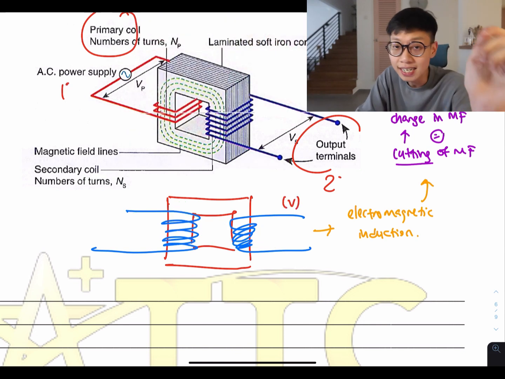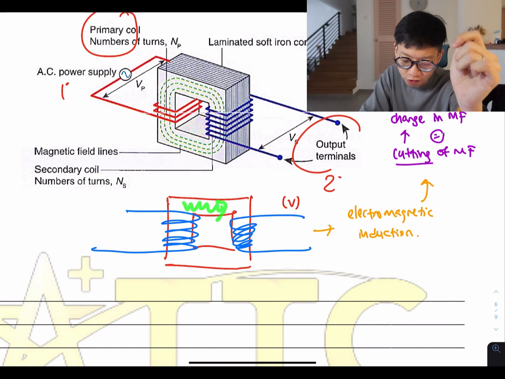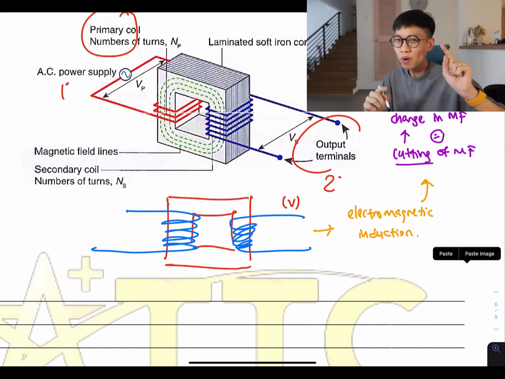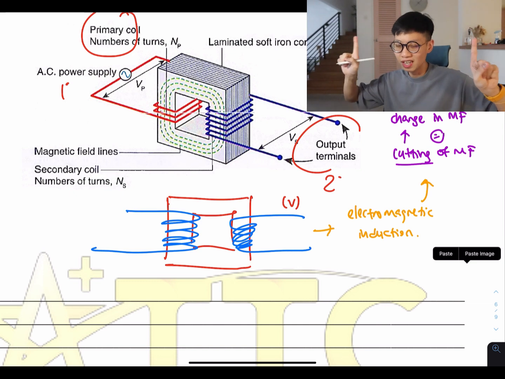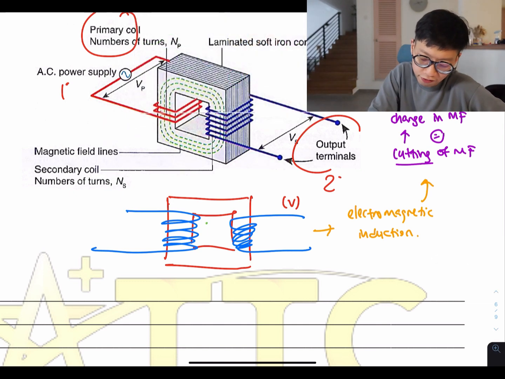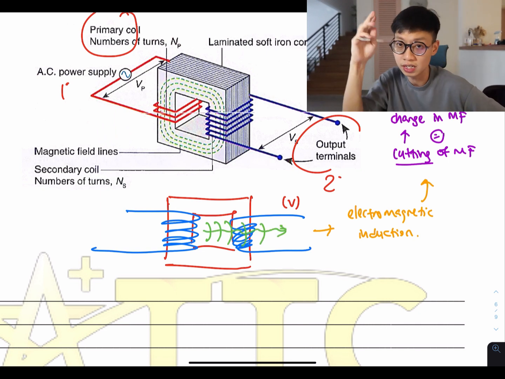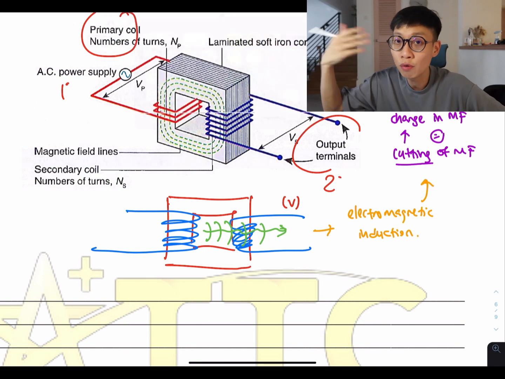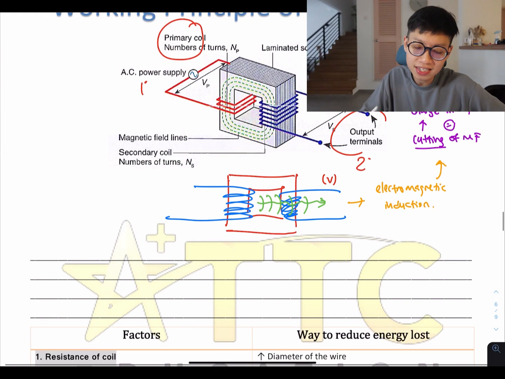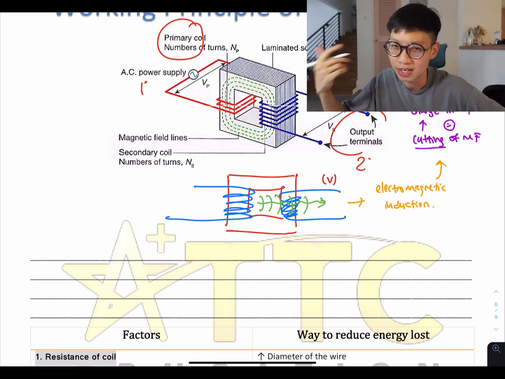So that means current doesn't flow in the core. We do not want current in the core. We want current in the side coil, not in the core. The cutting of magnetic flux from here will give you induced voltage, induced EMF, which will allow induced current to flow. So in the exam, what if they ask for the working principle of the transformer?